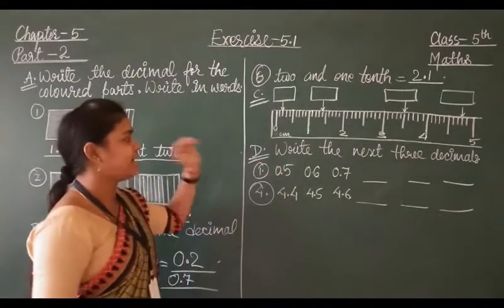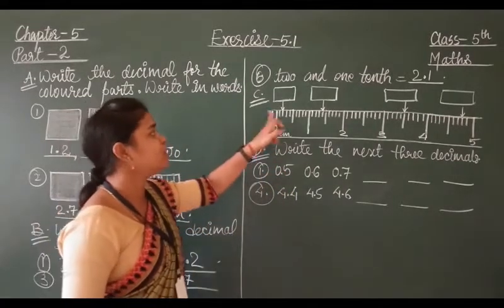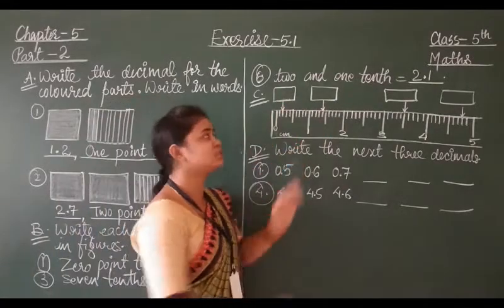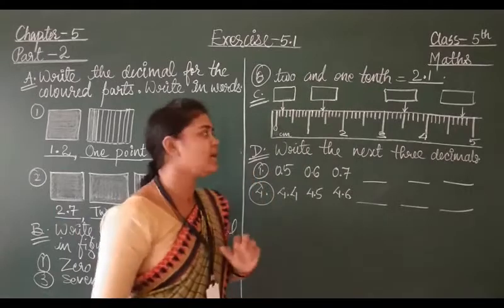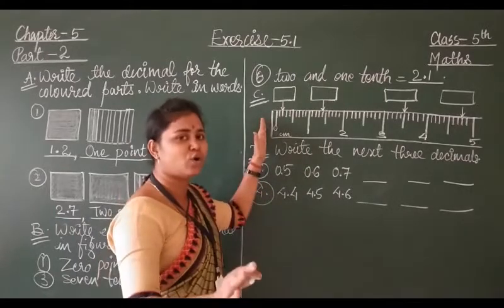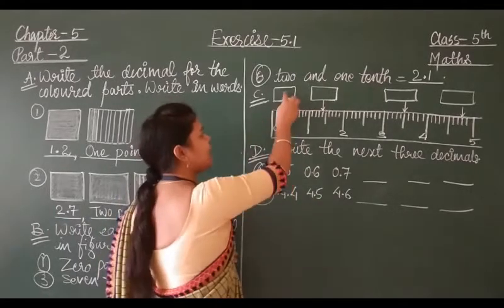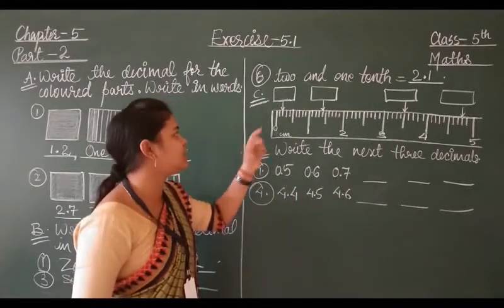You can see exercise 5.1. Here we have to see which decimal numbers will come in all these boxes. I have not made the help box, but you can see your book, and here we have to see which decimal numbers will come.